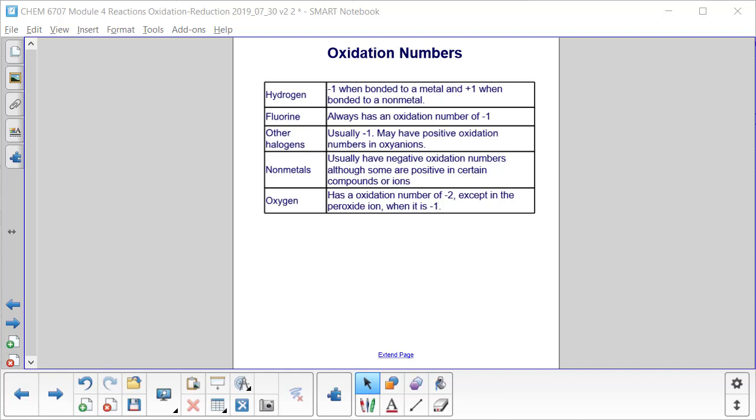Fluorine always has an oxidation number of -1. The other halogens are usually -1, but in an oxyanion, so that's an anion that includes oxygen, they may have a positive oxidation number. Nonmetals usually have negative oxidation numbers, although in certain compounds or ions they're positive. And oxygen has an oxidation number of -2, except in the peroxide ion, which is the H2O2 ion. In that case, the oxygen is -1.